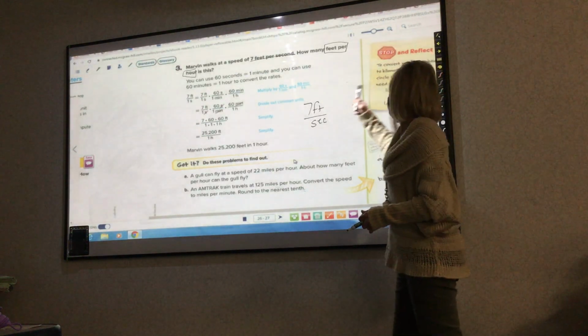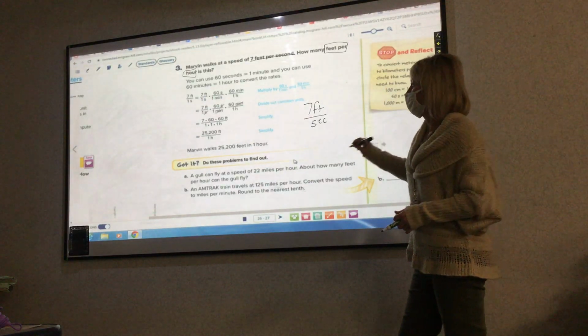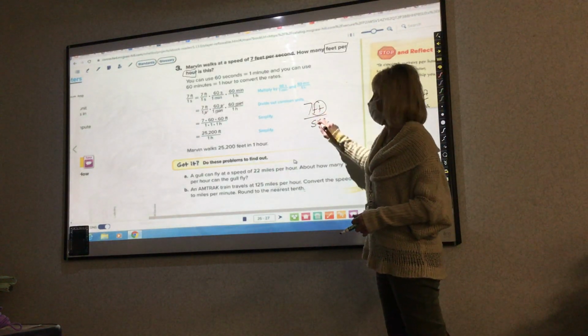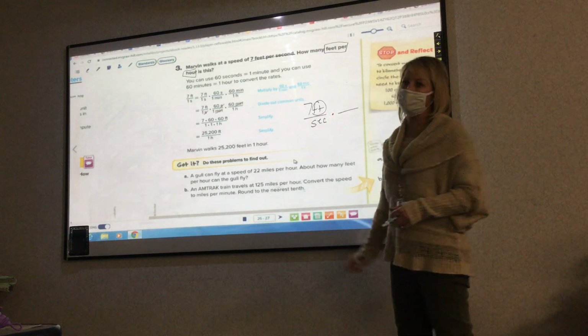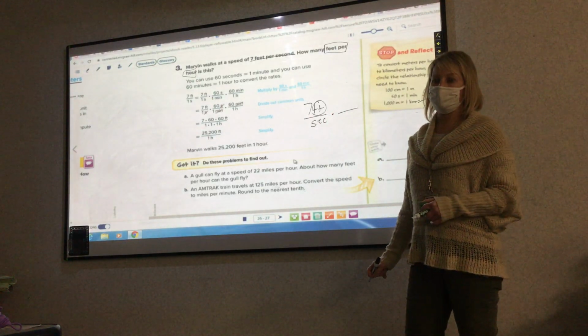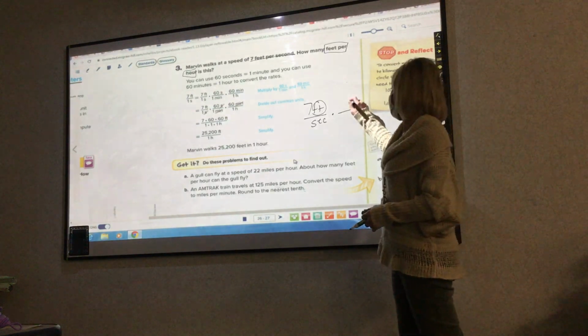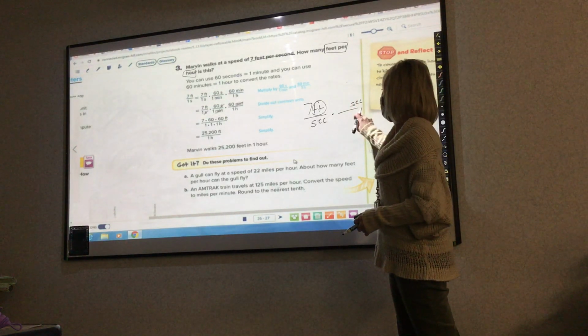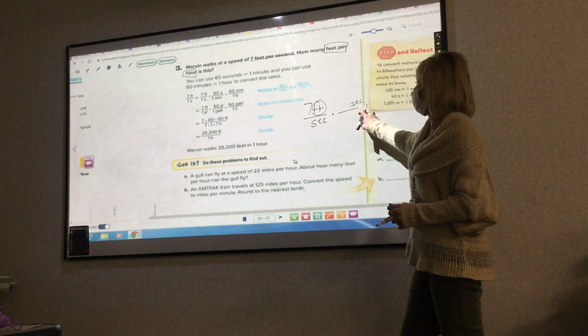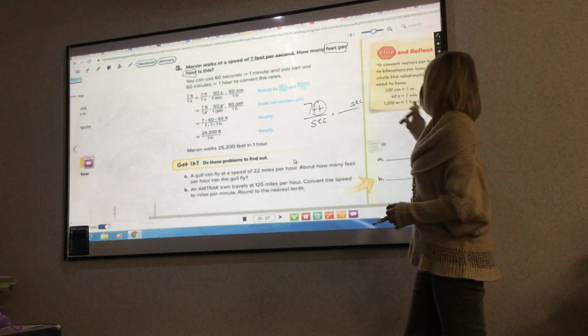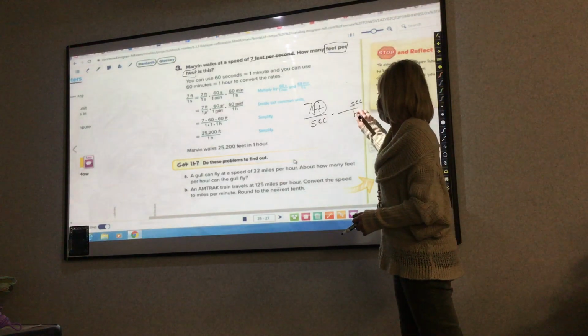Do I need to change my feet then? No. I need to change my seconds. Now, if seconds is at the bottom, where does it need to be on my next one? On the top. And what label would be on the bottom? Would it be feet? No. What am I changing my seconds to? Hours. So it's going to be hours on the bottom.